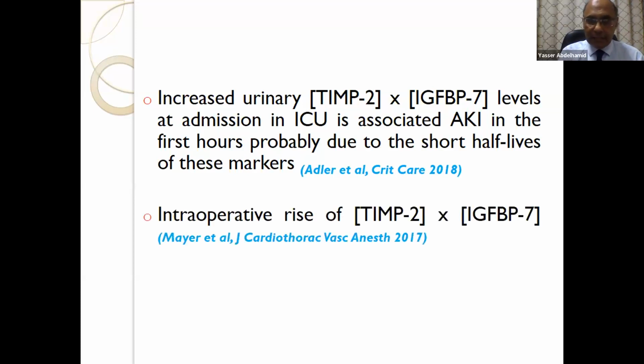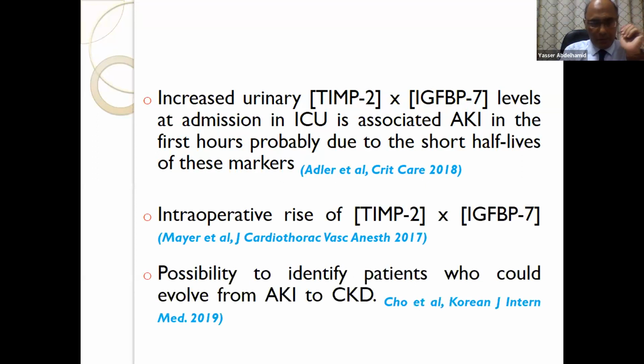In cardiac surgery, intraoperative rise of these markers was found to be related to later development of acute kidney injury. So we did not find a single marker. We found a multiplication or combination of markers. Also, we identify patients jumping to chronic kidney disease.